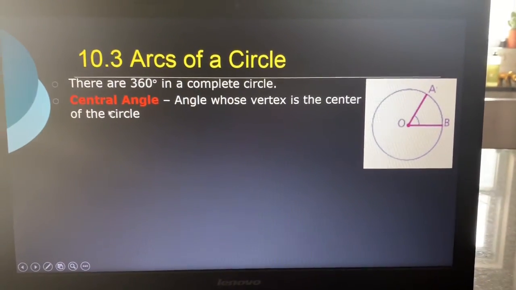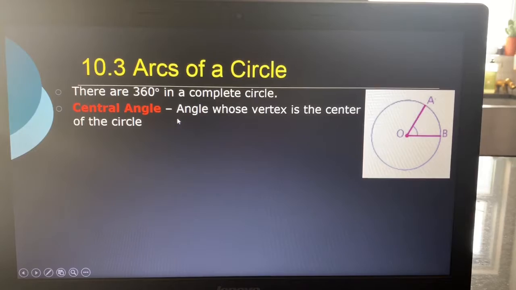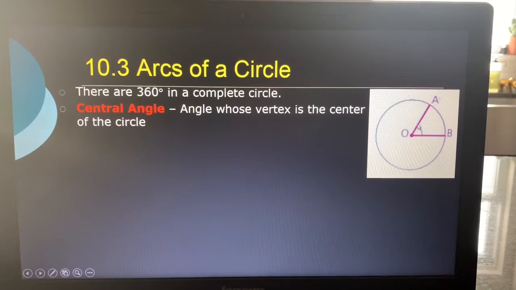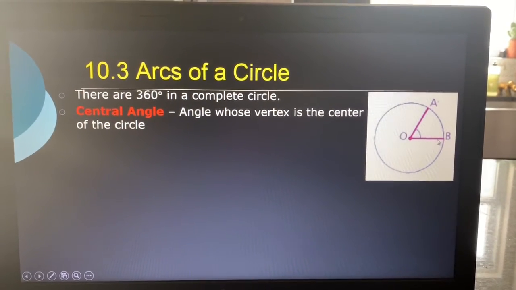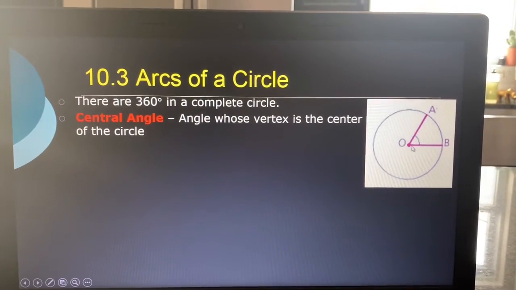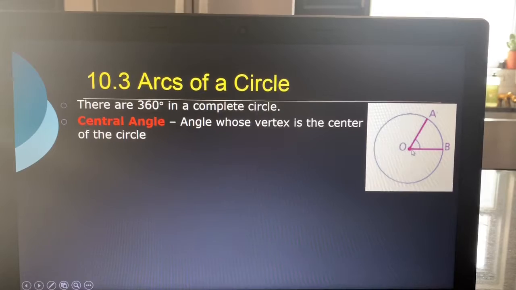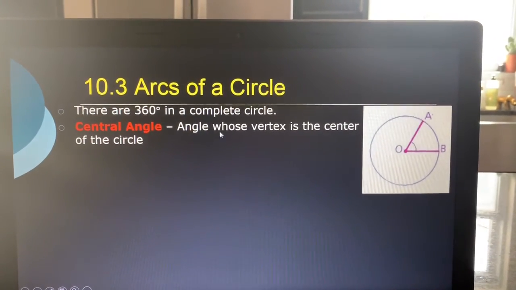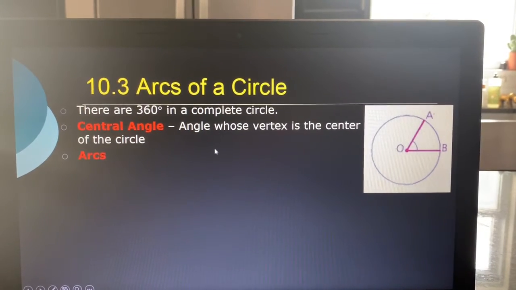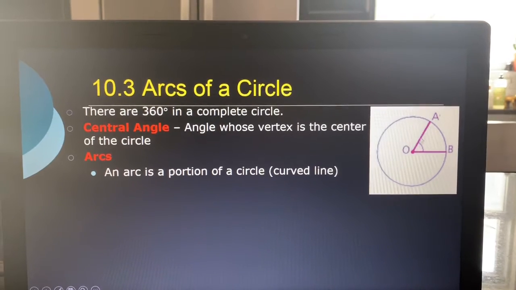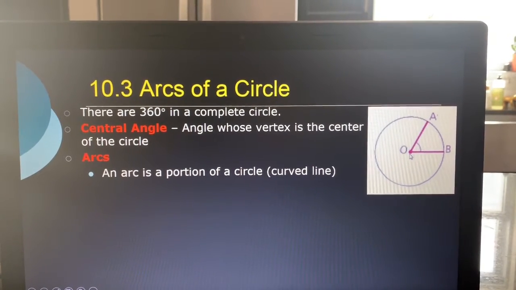Now we need to talk central angle. This is an important definition. A central angle is an angle whose vertex is on the center of the circle. Take a look at this angle here, the angle AOB. The vertex of that angle is where? It is on the center of this circle. Because the vertex is on the center of the circle, this angle is called a central angle. That's important because the measure of any arc is the same as the measure of its central angle.